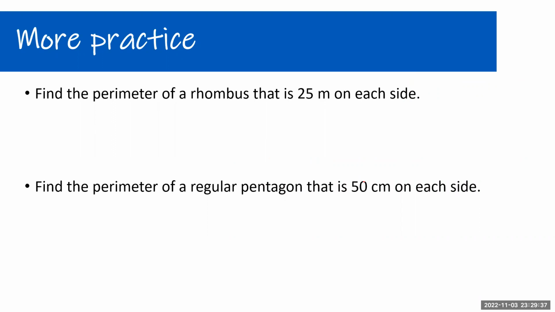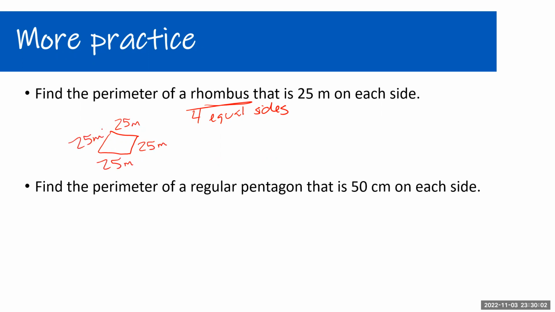Let's find the perimeter of a rhombus that is 25 meters on each side. Remember that a rhombus has 4 equal sides. A square is a special case of a rhombus, but it can be that parallelogram, right? It can be something like this, where all sides are equal. This is terrible. But we know that it's 25 meters on every side.